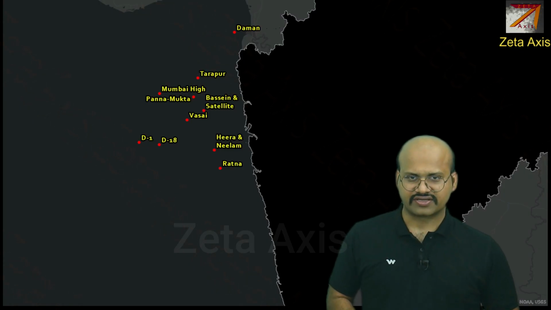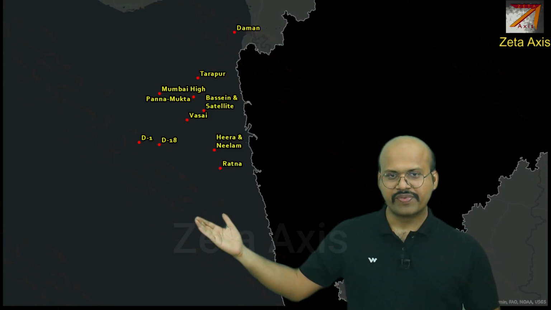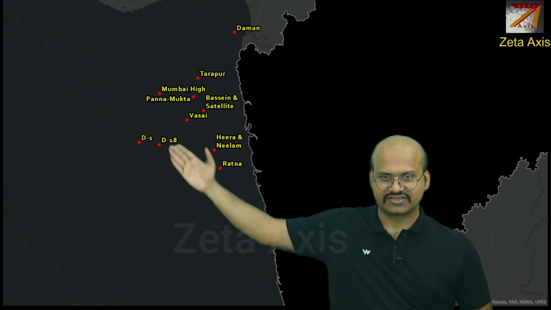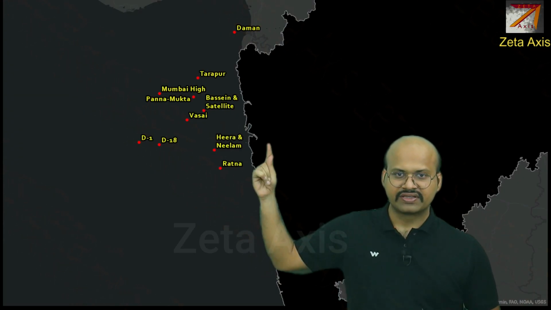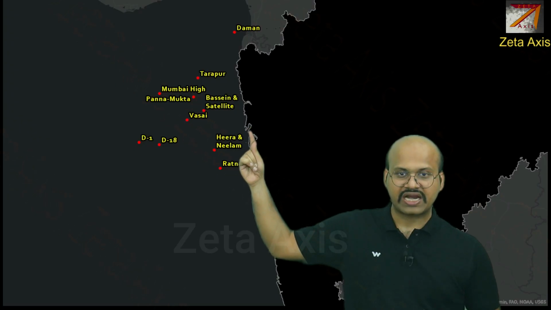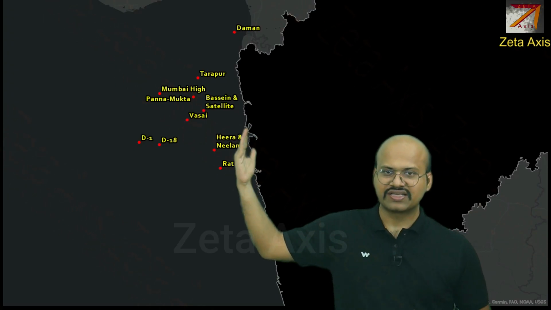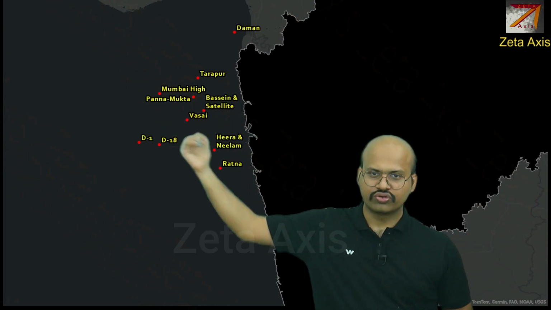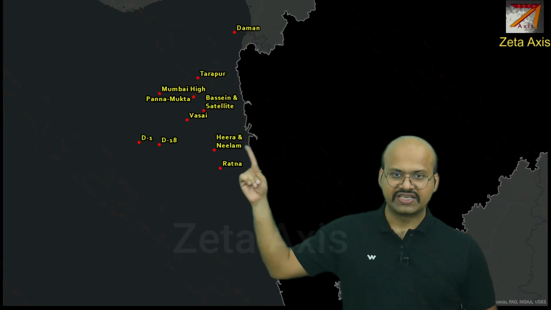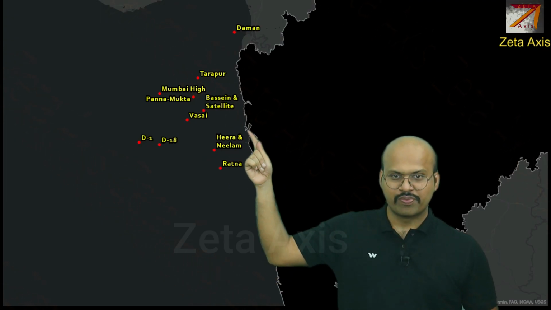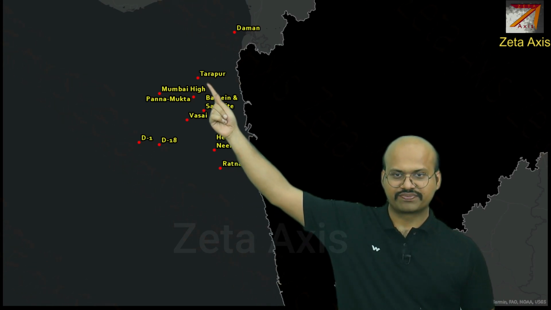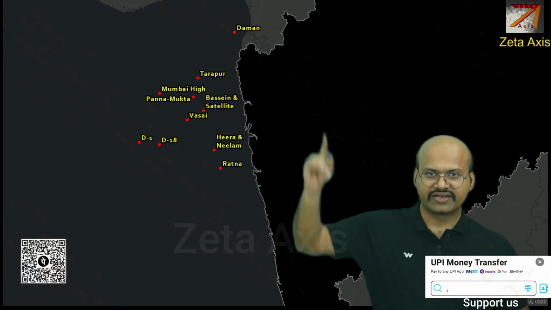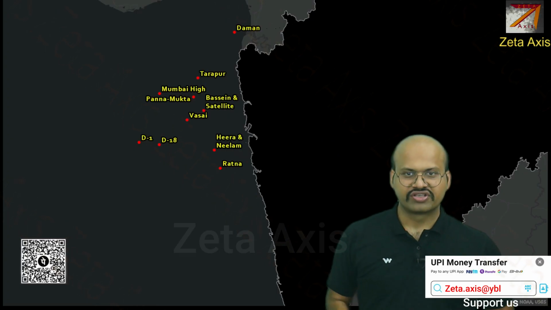Here in Maharashtra, on the offshore of Mumbai, we can see that there are several stations. Here we have the Basin region, and we have one station over here. This region is where Mumbai is located, and these are the stations in the ocean. Here we have Heera and Neelam, which is very close to Mumbai, and then we have Ratna, which is over here. Then there is Tarapur station over here, and then in Daman also we have one station.